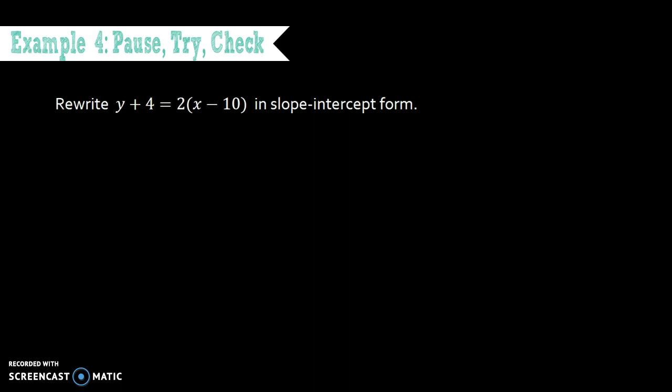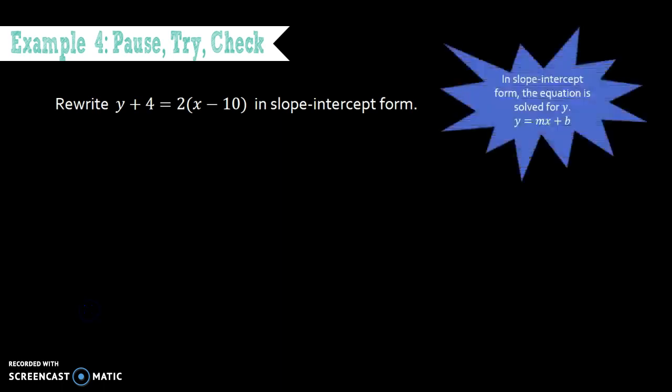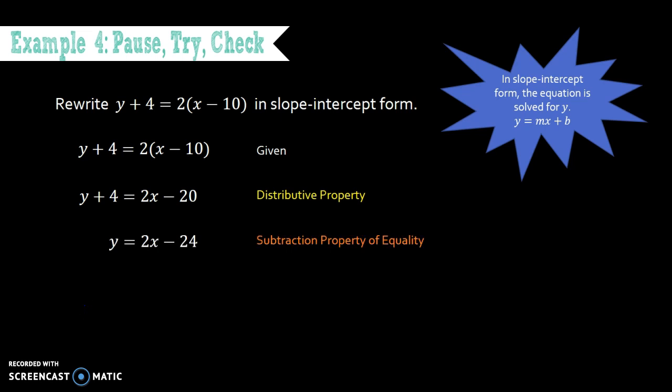Rewrite y plus 4 equals 2 times x minus 10 in slope-intercept form. Your end goal is to solve for y. Start with what you're given, distribute on the right-hand side, and then isolate y by subtracting 4 from both sides.